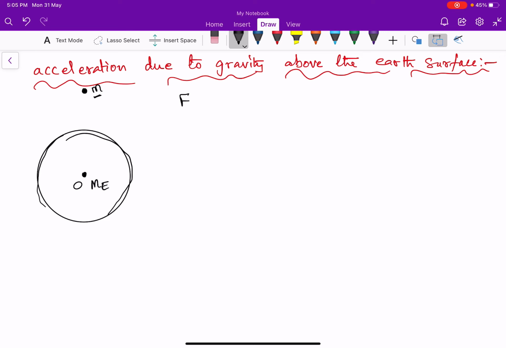So the mass of the earth is supposed to be concentrated at the center, and the mass of the particle is m, and the distance from here to here is nothing but Re, the radius of earth. And the distance above the surface of earth is nothing but h above the surface. So total distance r equal to Re plus h.